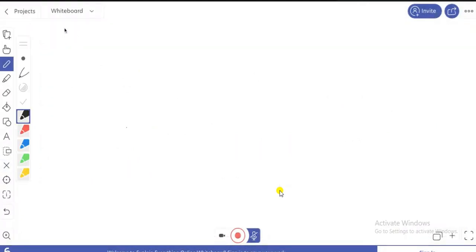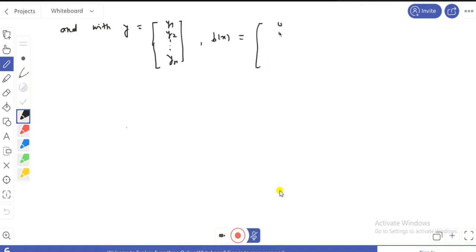So next page, we can write what is your y. So y is basically your column matrix. This is column vector, basically y1 to yn. What is dx is 0 0 0 dx over a naught x, and what is ax is 0 1 0 0.